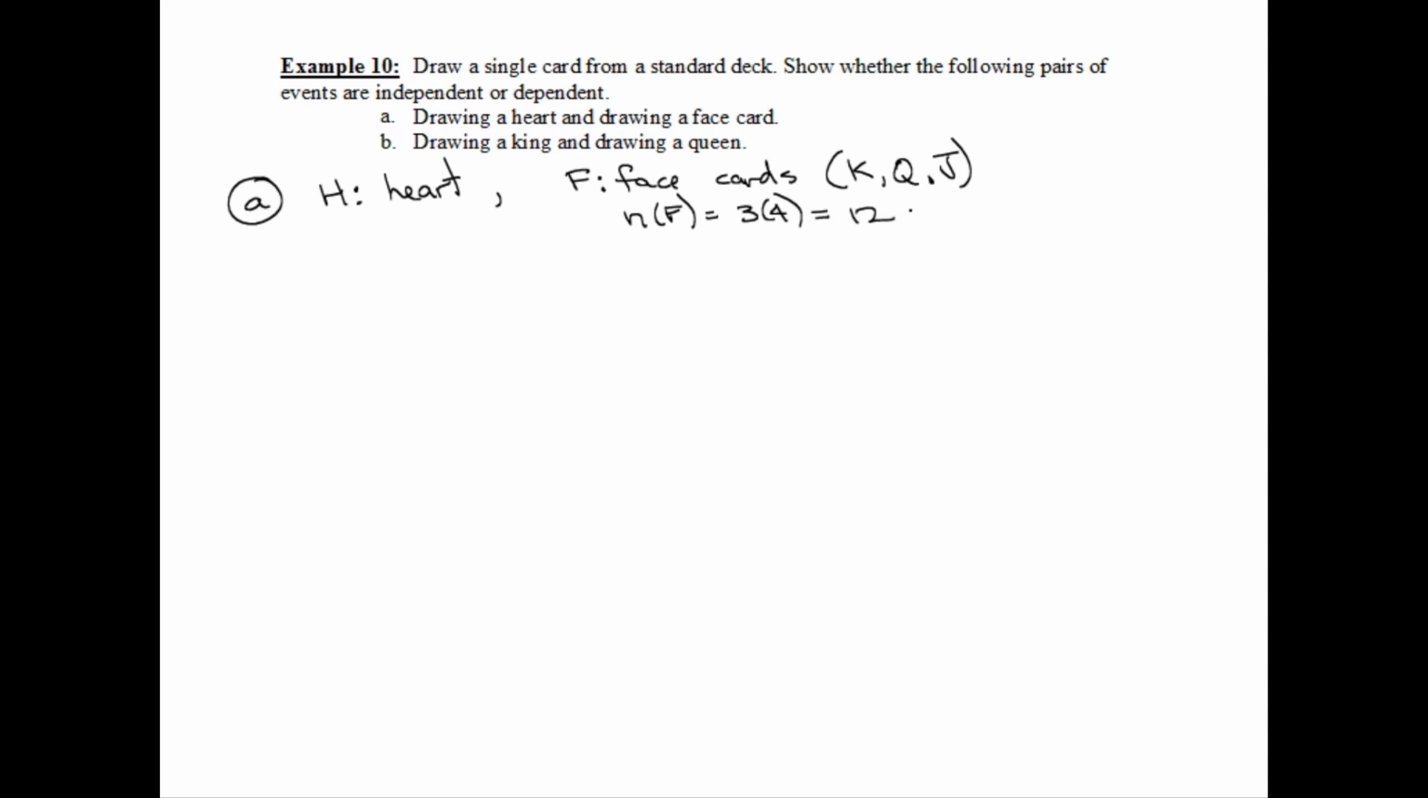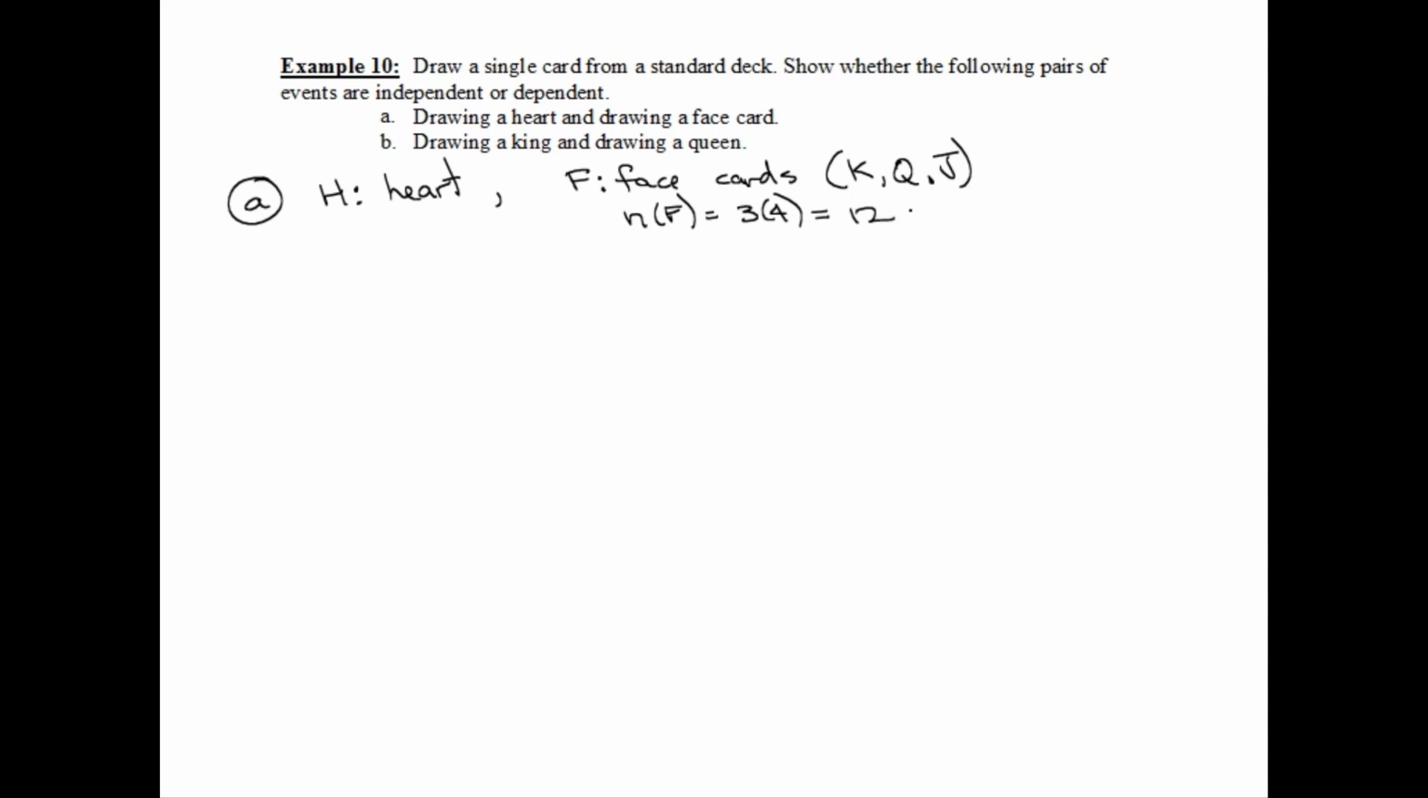Okay, so let's look at this first one. Let H be the event that we draw a heart, and let F be the event that we draw a face card. Those will be our kings, queens, jacks, the ones with faces on them. And how many face cards are there? There are 3 in each suit times 4 suits, so 12.